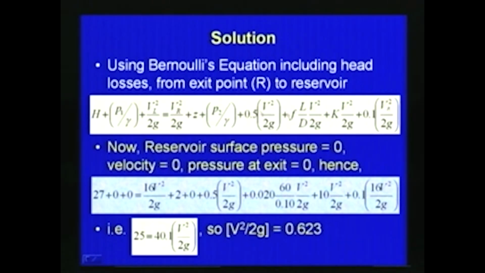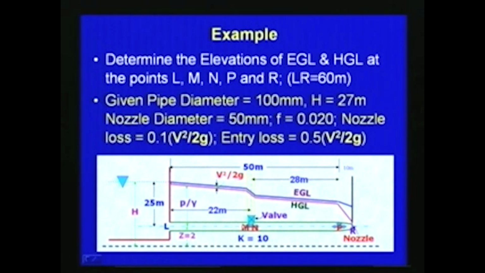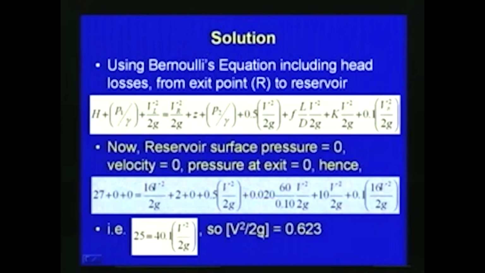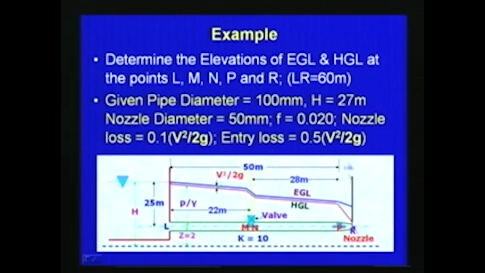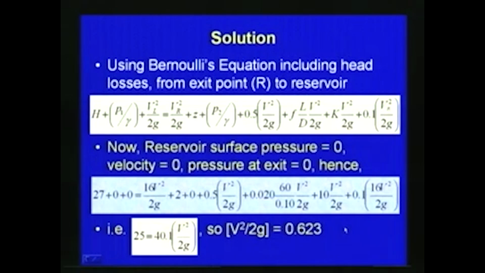Then for the pipe length, we can use the Darcy-Weisbach equation to get the head loss. So, FL V square by 2GD, and then we have this valve, which gives K V square by 2G, and then the nozzle loss is 0.1 V square by 2G. Now in this equation, the reservoir surface pressure we will assume to be atmospheric, so P1 by gamma will be 0, and VL, since it is just before the entrance to the pipe, will be 0.